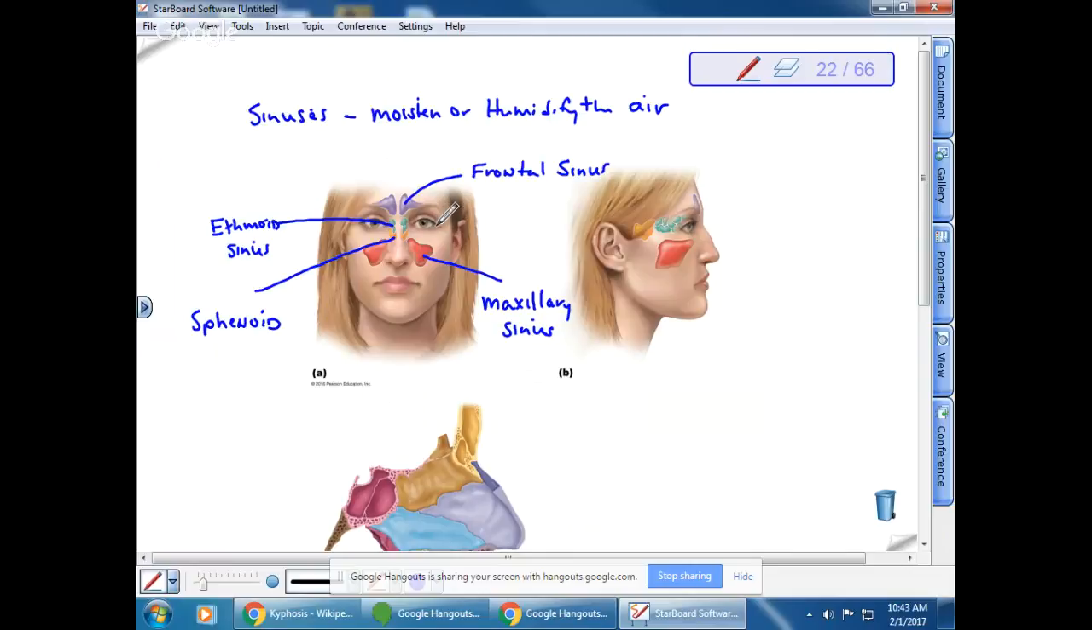So when you have a sinus headache and it's up here, those are the frontal, and if you have it in your cheekbones, those would be the maxillary sinuses. So let's just label this. This is maxillary. You could do your extra credit on that. That would be interesting. So this is frontal. This is ethmoid. And then this one would be sphenoid.